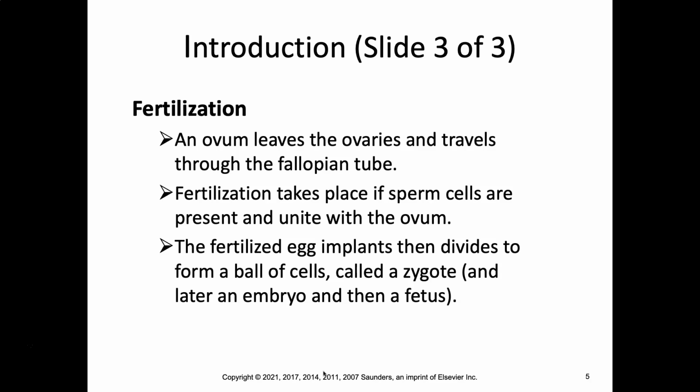An ovum leaves the ovaries, travels through the fallopian tube. If there are sperm cells present and they unite with the ovum, that's called fertilization. The fertilized egg then implants and divides to form a ball of cells called a zygote, and that continues to grow, becoming an embryo and then a fetus, which is a baby.